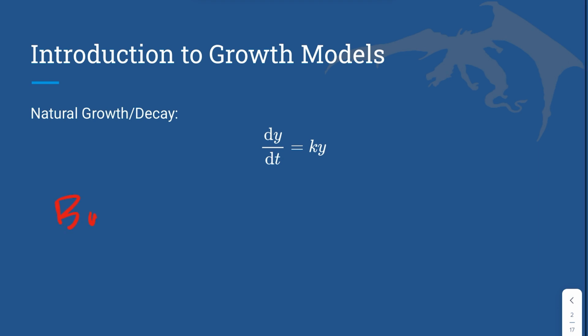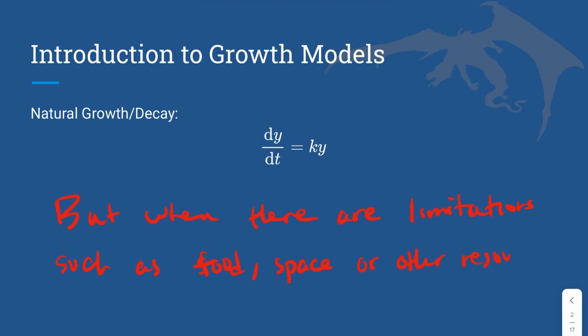But when there are limits or limitations, such as food, space, or other resources, we use a different model. I will talk about that in a moment.